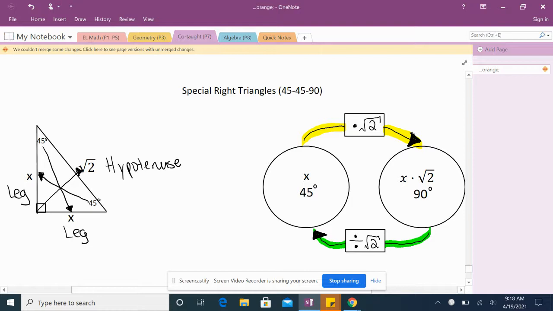If we know the hypotenuse, we can divide by the square root of 2 to get the leg.